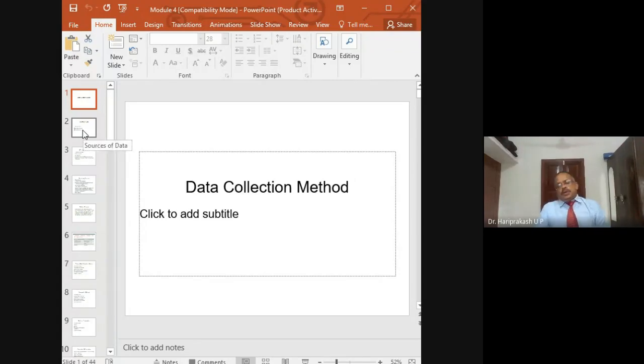So today our topic of discussion is data collection method. We are discussing research, and research involves collection of data. So we have to collect data for the research purpose. How do we collect the data? What are the different ways in which we collect data? What are the different types of data that we can classify? That's our discussion for today.